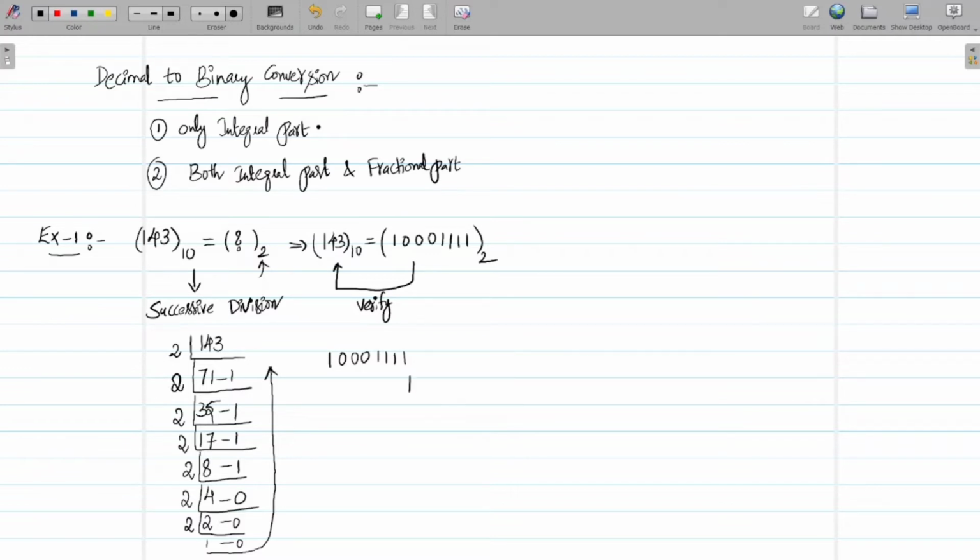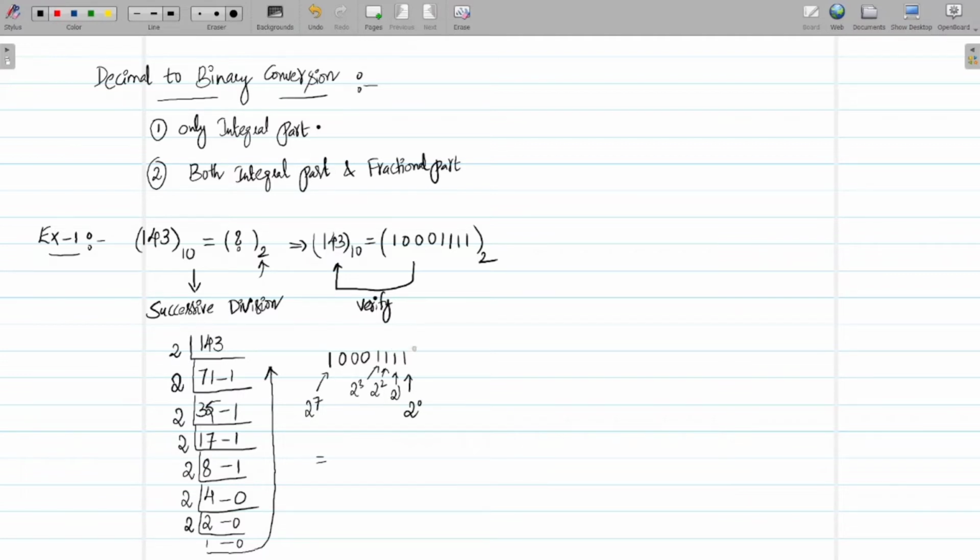Now, for this one, what is the power of 2? We will get 2 power 0. For this one, 2 power 1. Next, for this one, 2 square. And for this one, 2 cube. Next, as you have 0, multiplying 0 with anything gives you 0. So here you will get 2 power 4, 2 power 5, 2 power 6, and 2 power 7. I am considering only the coefficients which are ones, and neglecting the coefficients which are 0.